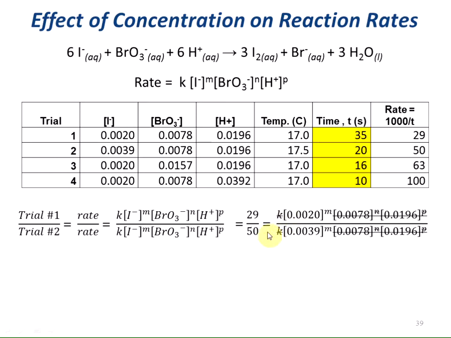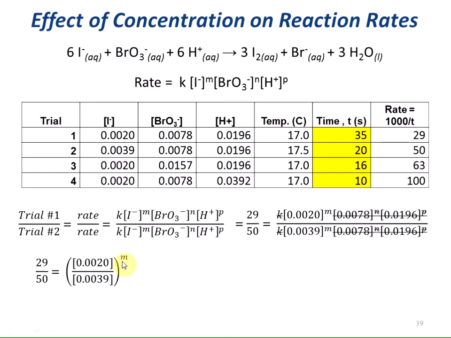And because the concentration of the BrO3 minus did not change, that's the same thing as multiplying this whole thing by 1. So these will cancel out. And because the concentration of the protons stays the same, this portion of the equation will cancel out as well. So this reduces down to 29 over 50 equals 0.002 over 0.0039 raised to some power m. And m is the order with respect to I minus.